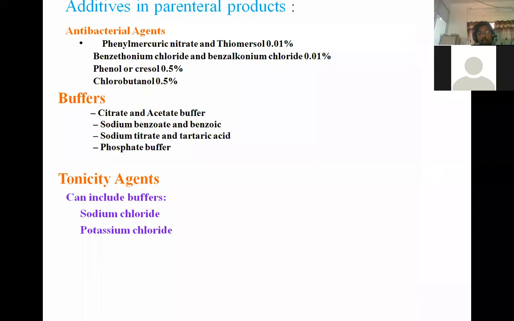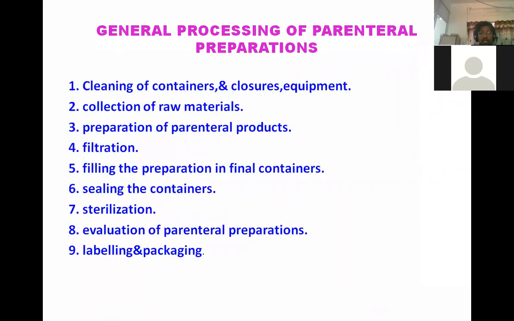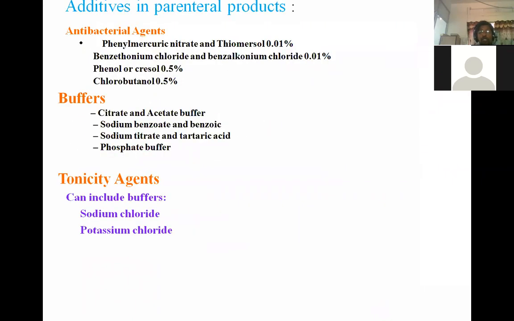We also see the other additives like antibacterial agents, buffers, tonicity adjusters, surfactants, chelating agents, and inert gases. These are the different additives which we are going to use in small volume parenterals. We have seen each and everything with lots of examples also.